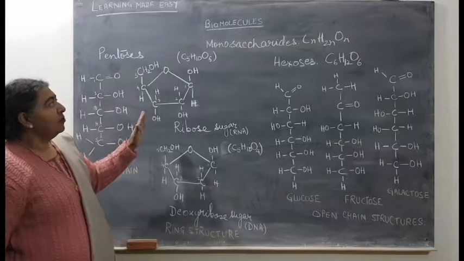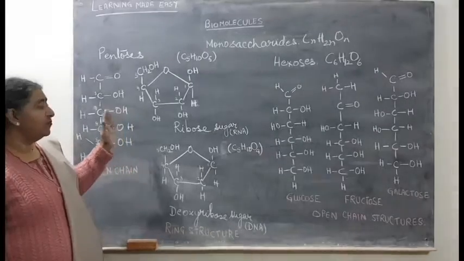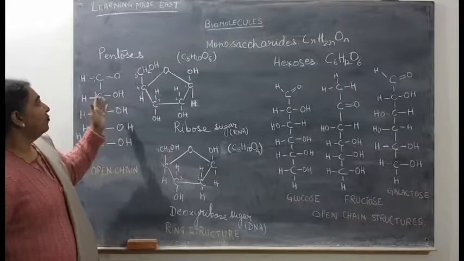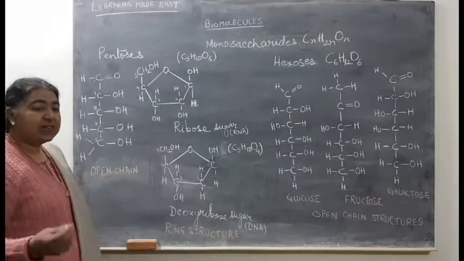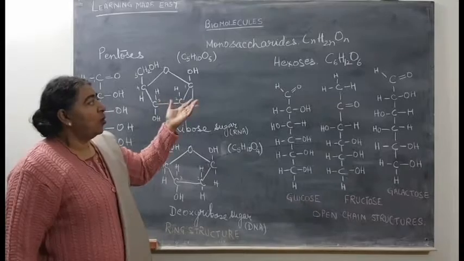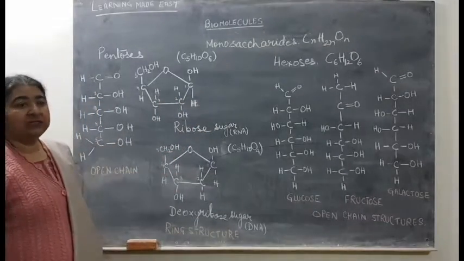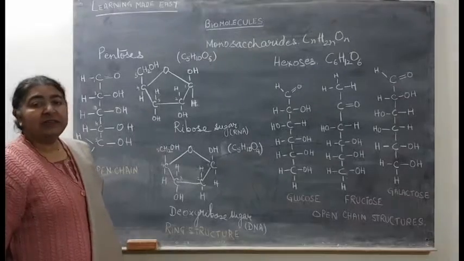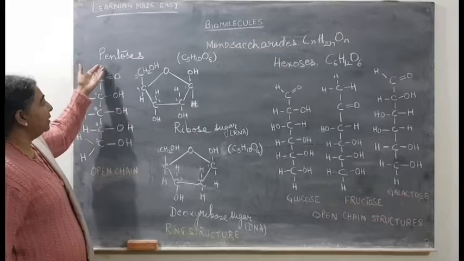Today we will be talking about the next thing that I left in the first video, that was the structure of pentoses and hexoses. As we discussed there, these are the two main important sugars which are used in our biomolecules. That means molecules present in life. Now the first one is pentoses.